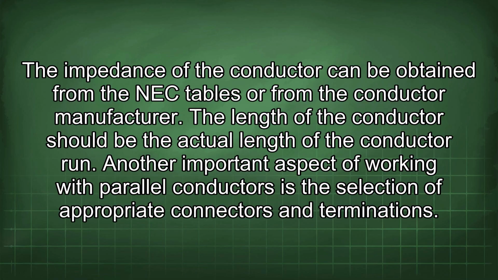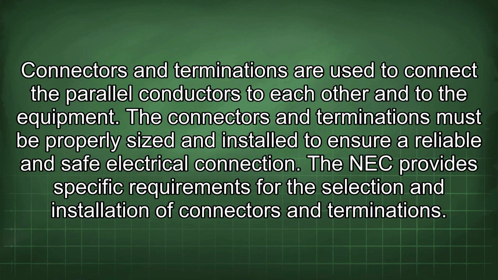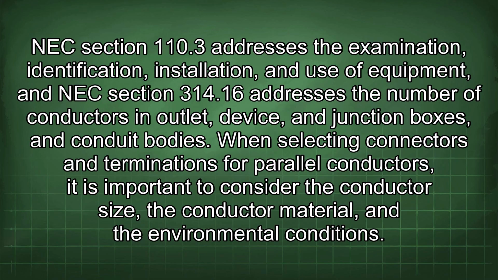Another important aspect of working with parallel conductors is the selection of appropriate connectors and terminations. Connectors and terminations are used to connect the parallel conductors to each other and to the equipment. They must be properly sized and installed to ensure a reliable and safe electrical connection. The NEC provides specific requirements for the selection and installation of connectors and terminations. NEC Section 110.3 addresses the examination, identification, installation, and use of equipment, and NEC Section 314.16 addresses the number of conductors in outlet device and junction boxes, and conduit bodies.